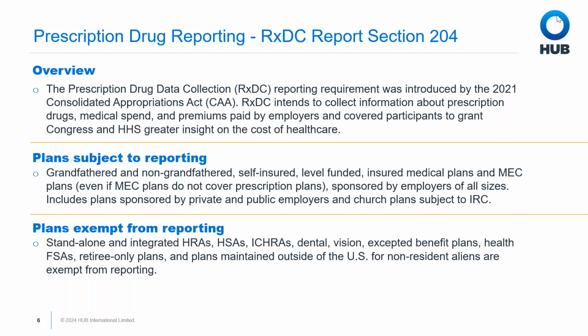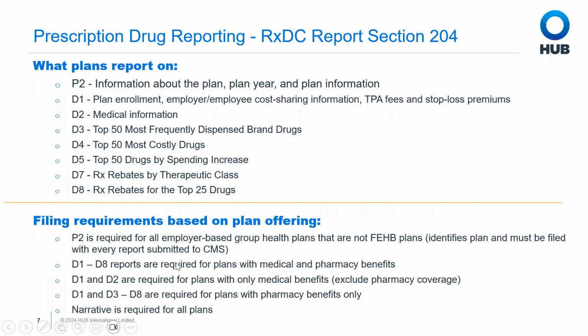Another group of exempted plans are those plans maintained by an employer for non-U.S. citizens or residents that reside outside of the U.S. This would be a plan covering employees in Germany, as an example, for German nationals. Those plans would also be exempt from RxDC reporting. Now let's look at a couple other provisions.